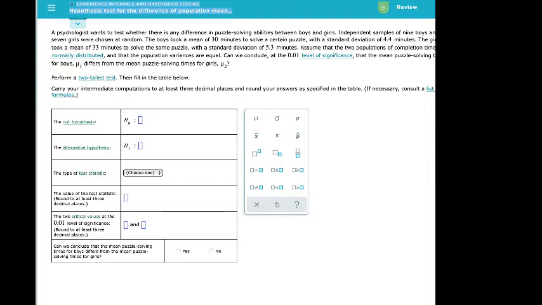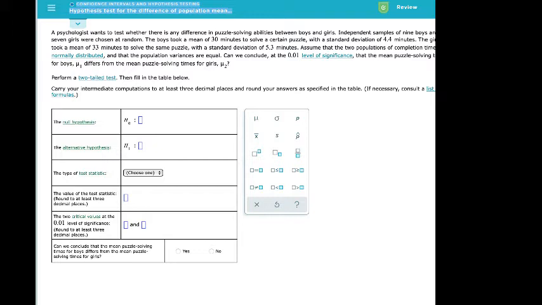A psychologist wants to test whether there is any difference in puzzle solving abilities between boys and girls. Independent samples of 9 boys and 7 girls were chosen at random. The boys took a mean of 30 minutes to solve a certain puzzle with a standard deviation of 4.4, and the girls took a mean of 33 minutes to solve the same puzzle and a standard deviation of 5.3. Assume that the two populations of completion times are normally distributed and the variances are equal. Can we conclude at the .01 level of significance that the mean puzzle times for boys, mu1, differs from the mean puzzle times for girls?